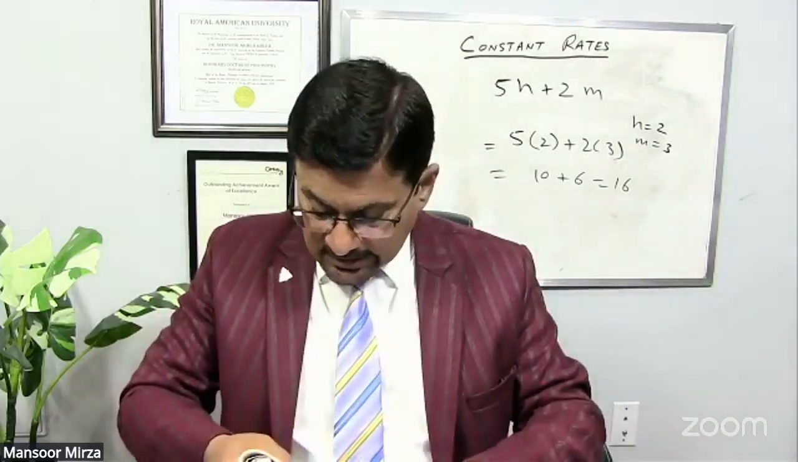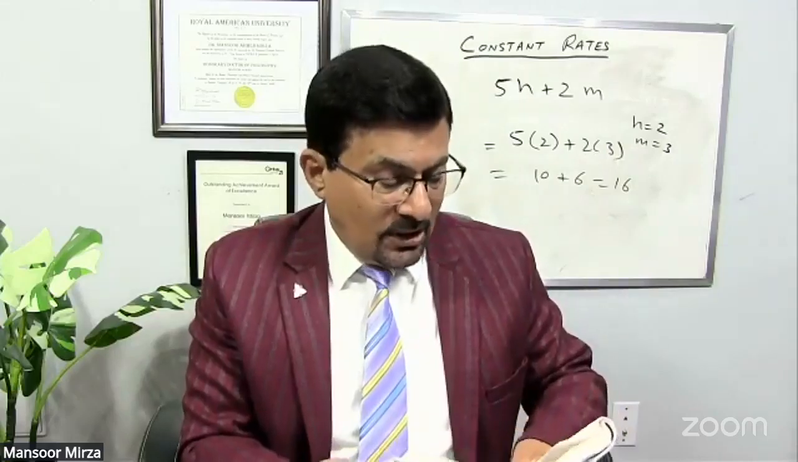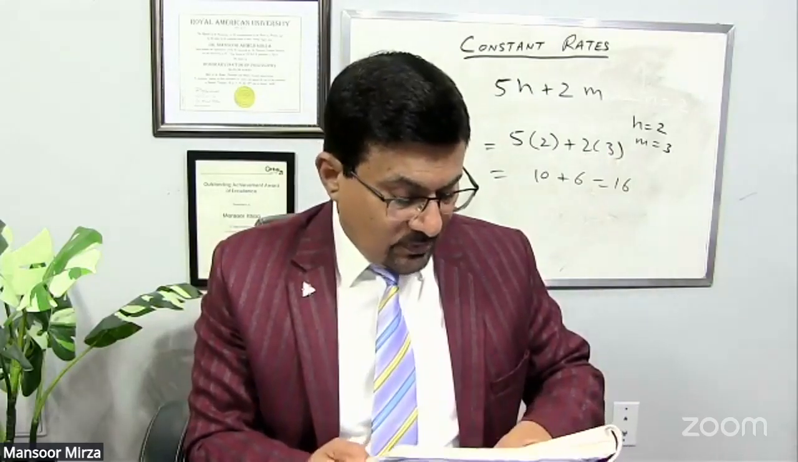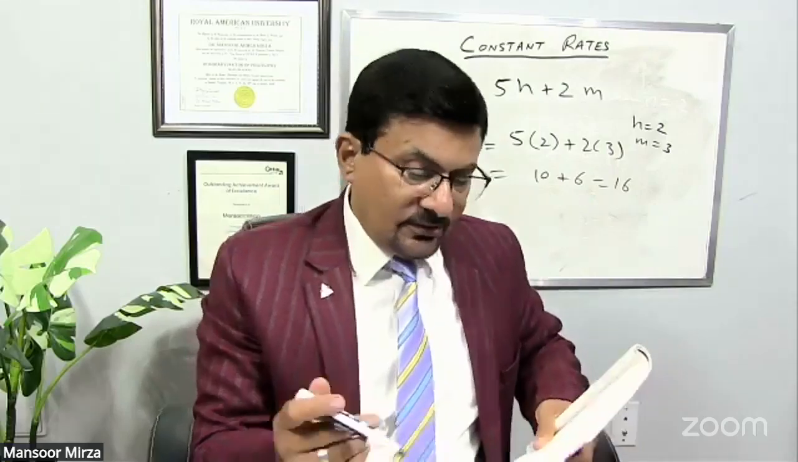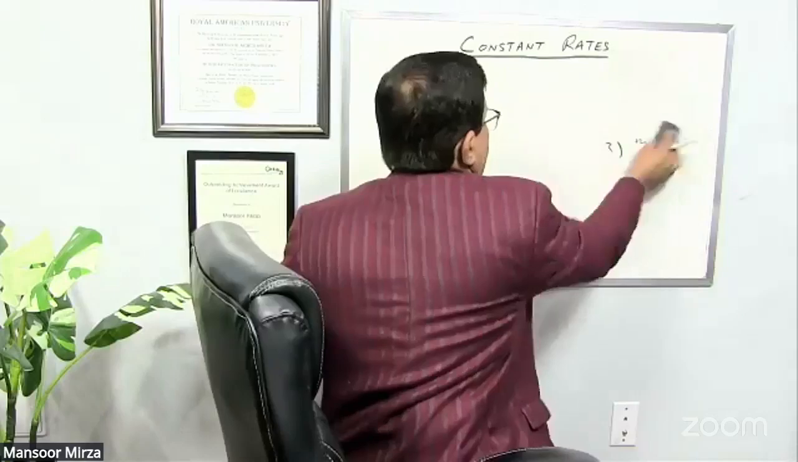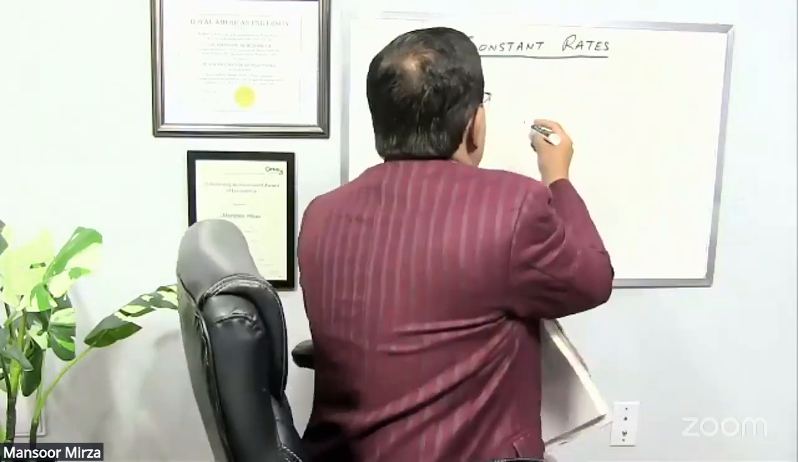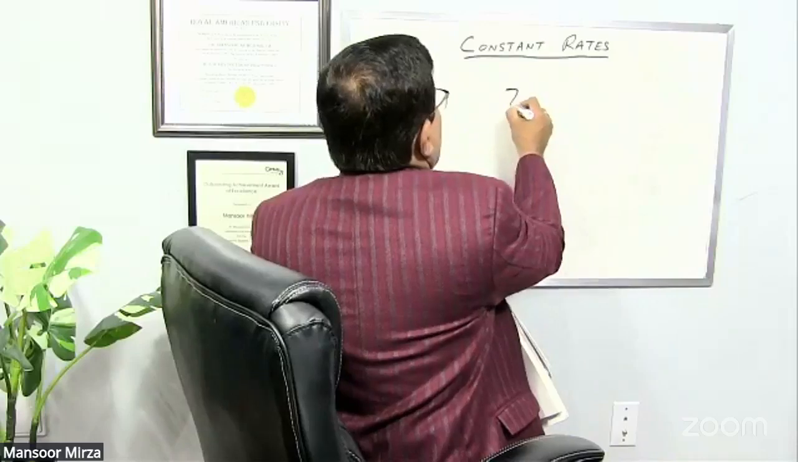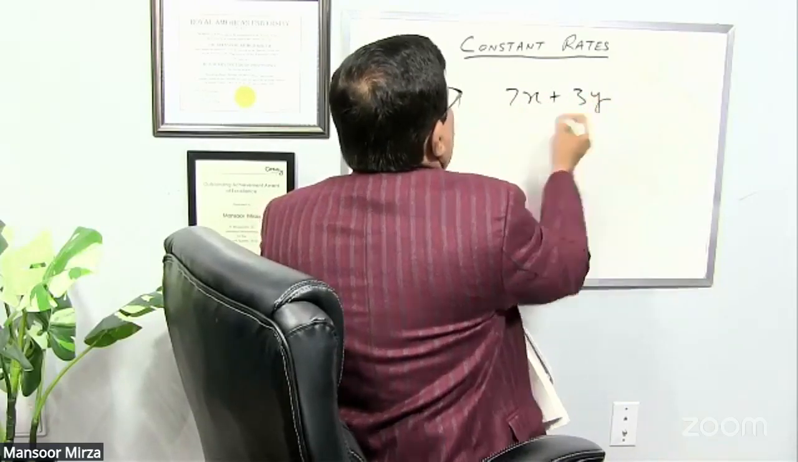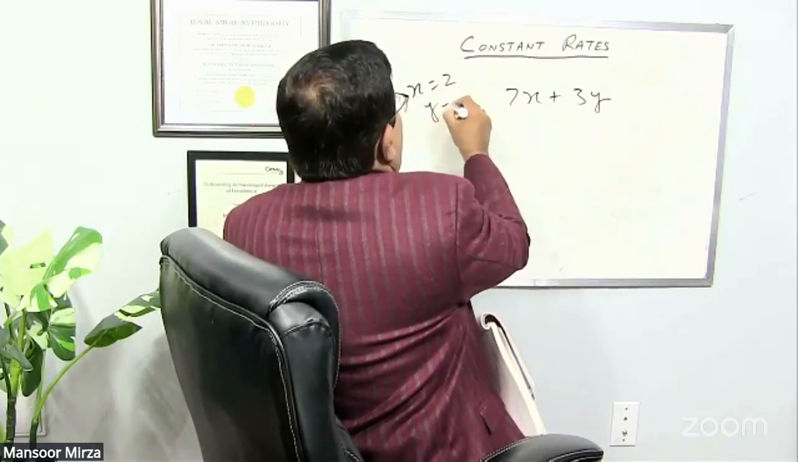So I think this should be okay to explain. Let me see if there are some slightly more tricky questions, so I would like to explain them as well. So now let's do something more. For example, if I am given an expression like 7x plus 3y, and the value of x is 2 and y is 5.